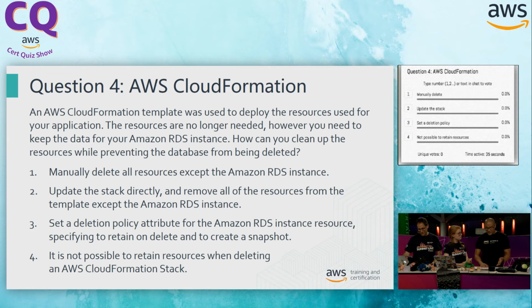So the first one, manually delete all resources except RDS. Well, that's not really automating things, right? Potentially we could have hundreds of resources in our CloudFormation stack. Do we really want to go in and delete every single resource? It's going to take time. It's a possible answer, but I don't think it's a good one.